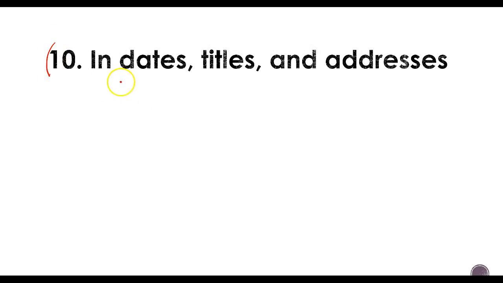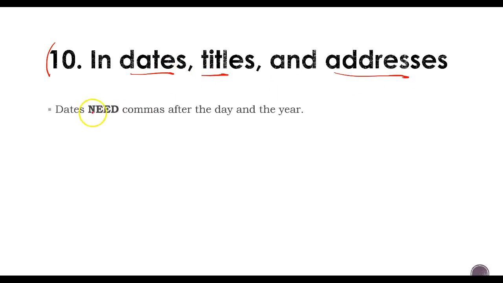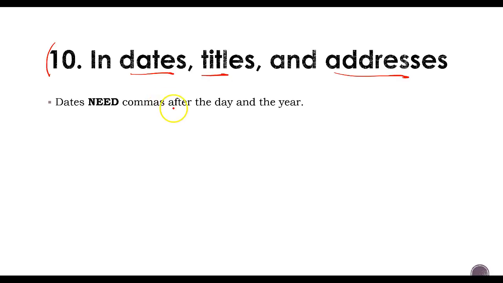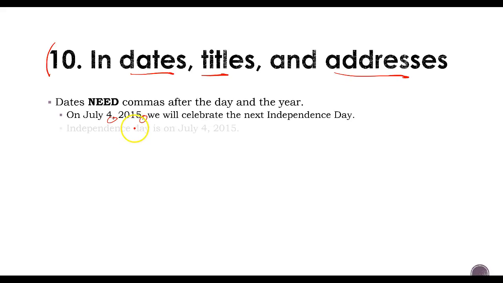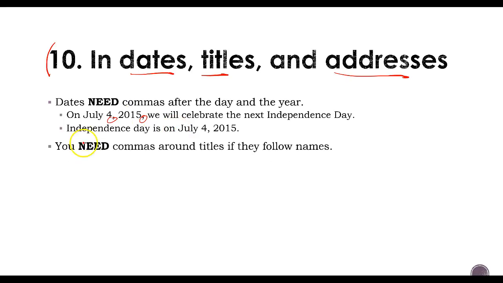Commandment 10, you need commas in dates, titles, and addresses. So you need commas after the day and the year, if you include them in a sentence. On July 4th, 2015, we will celebrate the next Independence Day. So whenever you include a date or a year in a sentence, you need them both, except if the year is at the end of a sentence. Independence Day is on July 4th, 2015. That one's pretty straightforward.